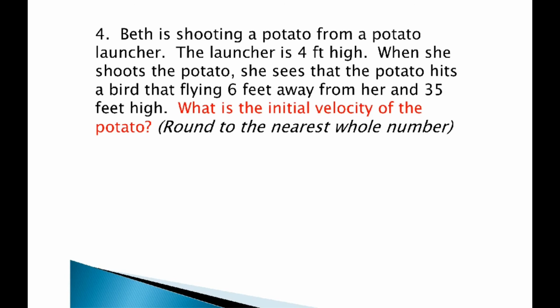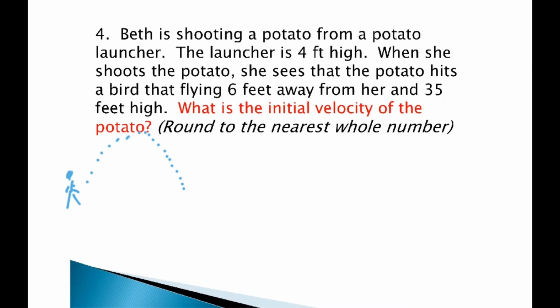Okay, now the next question is a story problem. And so it says that Beth is shooting a potato from a potato launcher. The launcher is 4 feet high. So if we were to draw a diagram of that, so we've got Beth. Okay, that's Beth. And she's shooting this potato. Okay, so what goes up must come down. So it's looking like we expect.